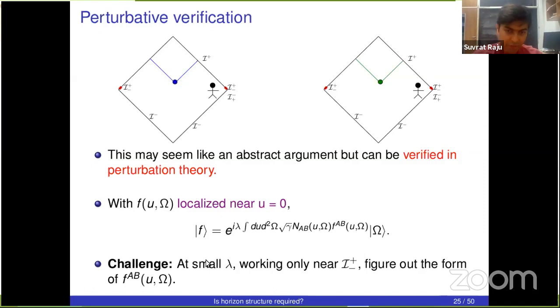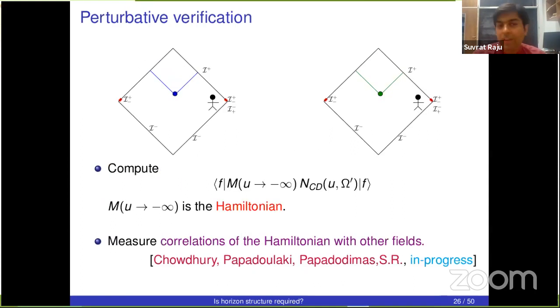I made things a little easier for myself by saying that I had a single particle excitation, and I was working at small lambda. Of course, we could do more general cases. In fact, it turns out to be not very hard, and you can do this in perturbation theory. The idea is the following: this person lives in the state F. Because he lives in the state F, this person can compute correlation functions, expectation values of observables in this state F.